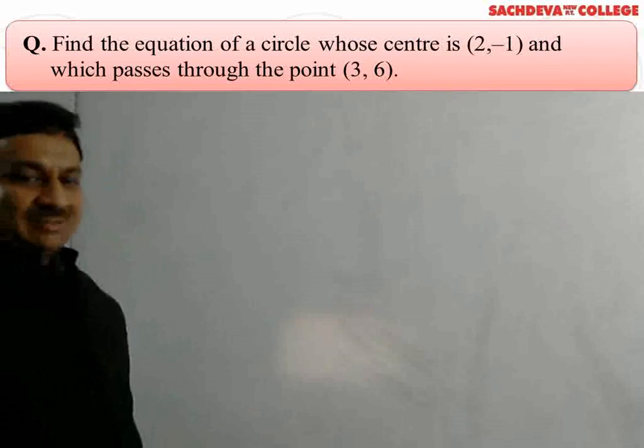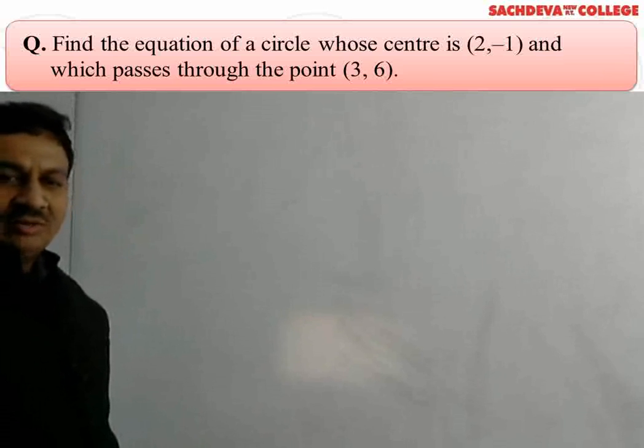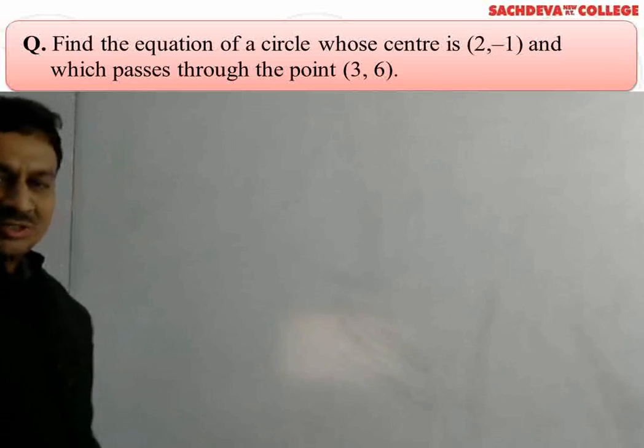Now we discuss the next problem. Find the equation of the circle whose center is (2, -1) and which passes through the point (3, 6).